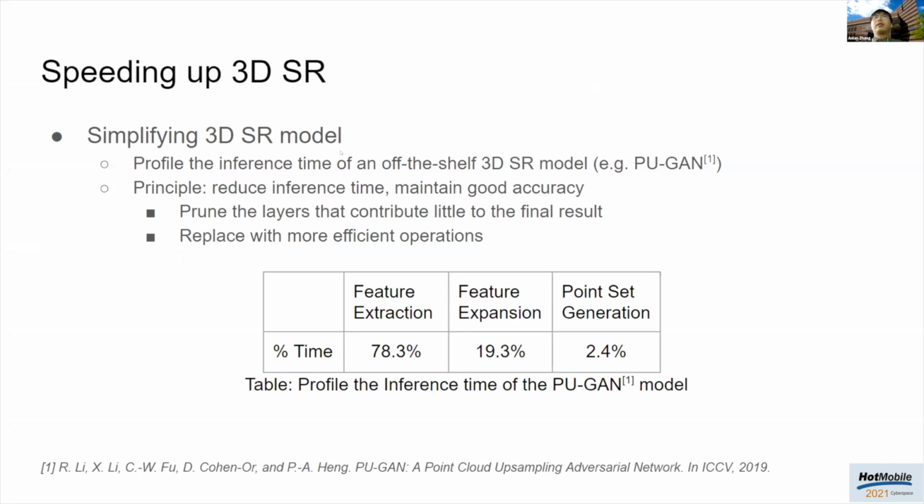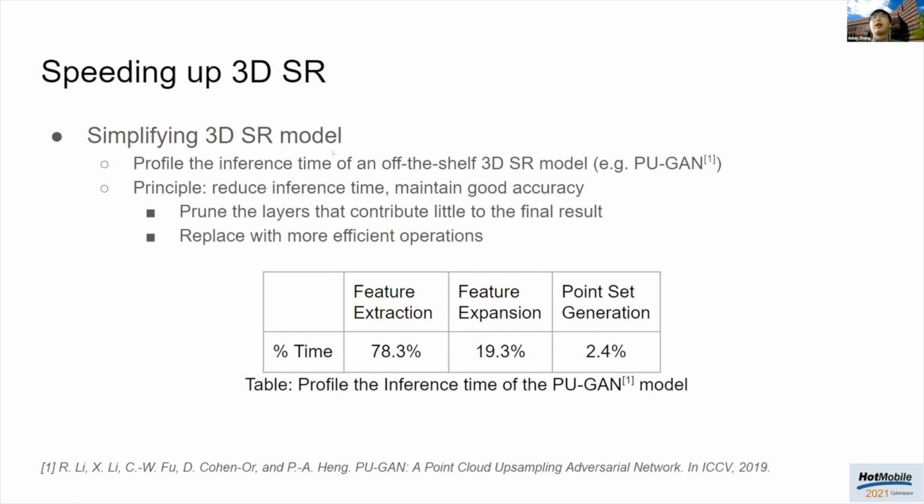To better understand which part we need to focus on, we can first take a look at the runtime performance breakdown of an off-the-shelf 3D SR model. For example, here we profile the inference time of a state-of-the-art 3D SR model called PU-GAN. The table shows that the bottleneck comes from the feature extraction stage, which takes 78% of the entire inference time. After knowing our simplification target, now we can strategically make our optimizations.